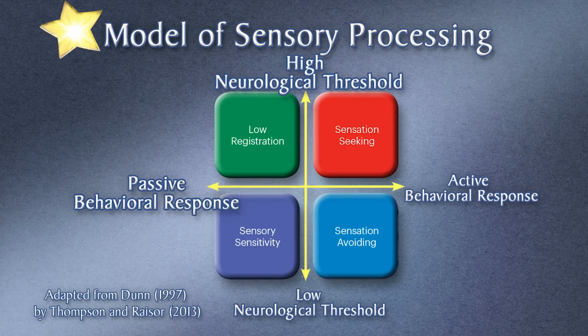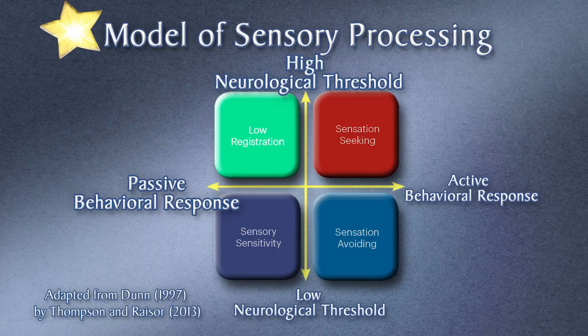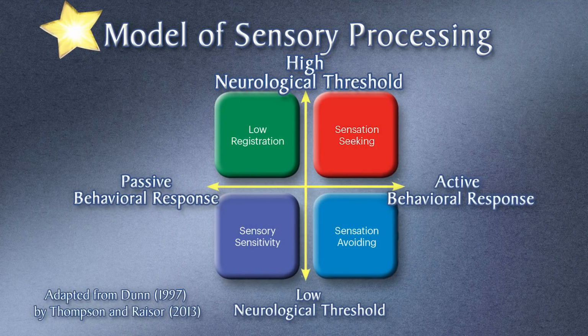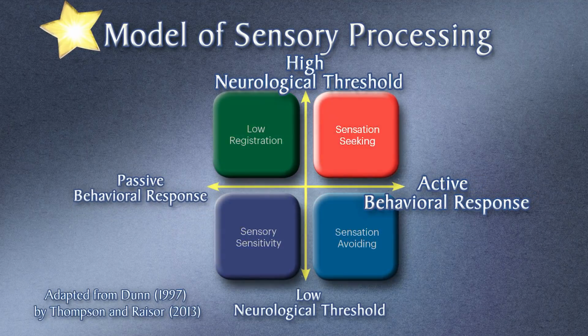If I have a very high threshold, it takes a lot of information to activate my nervous system. If I have a really low threshold, it doesn't take very much, everything sets me off. So if I have a high threshold and I just passively respond to it, I have this low registration. I miss things. I may not hear someone call my name, or I may not recognize I have food still on my face. If I have a high threshold, but I actively try to change that threshold, I may go out sensory seeking. I need more information to feel okay. I need more information to know where I'm at in space or how my body is sitting in this chair.